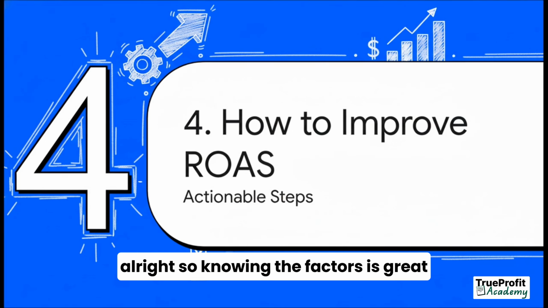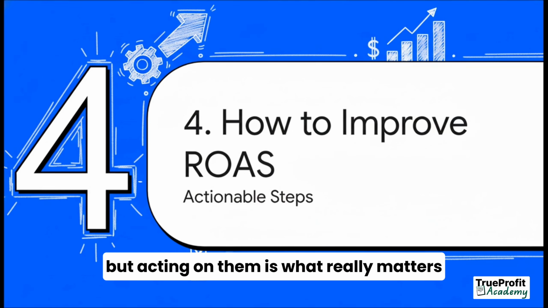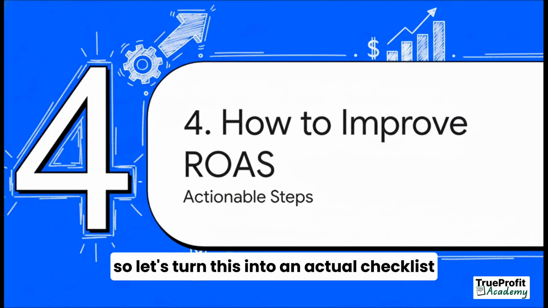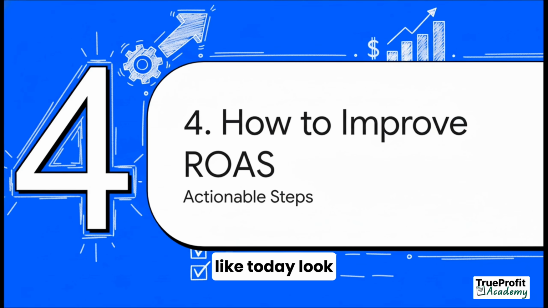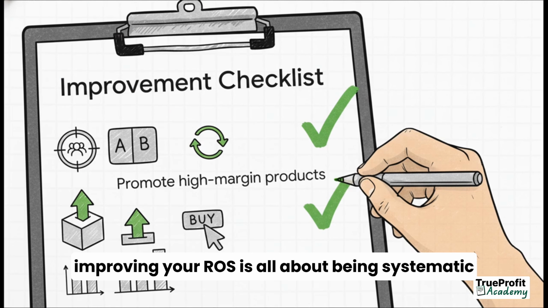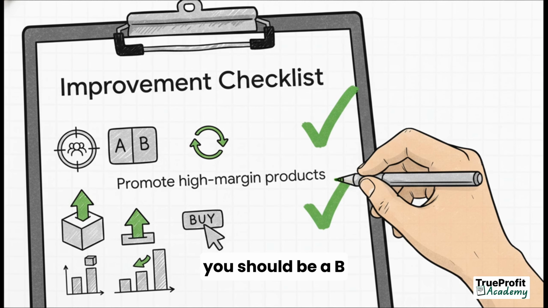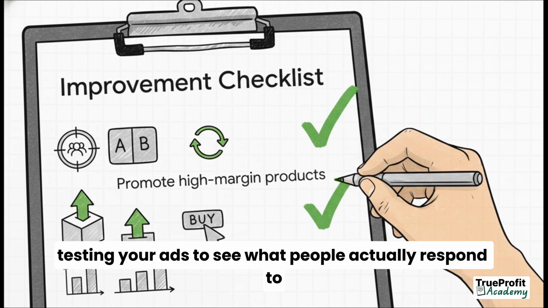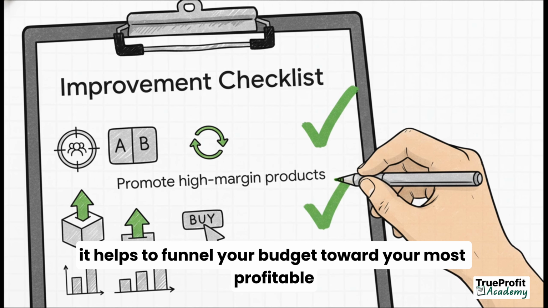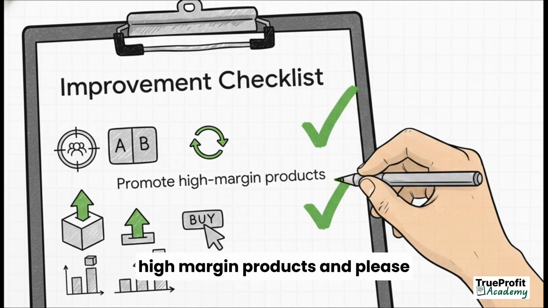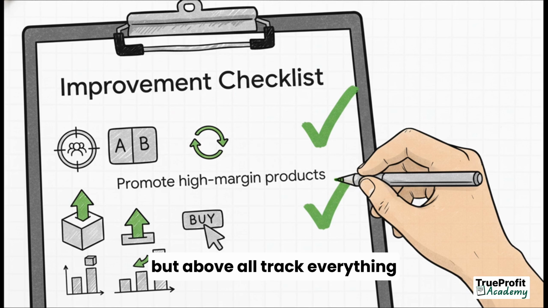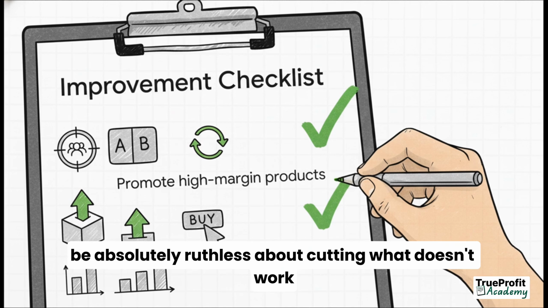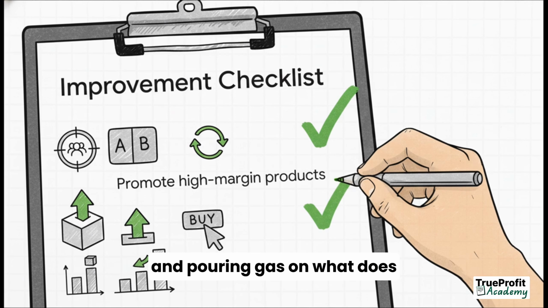All right, so knowing the factors is great, but acting on them is what really matters. So let's turn this into an actual checklist you can use to start improving your returns like today. Look, improving your ROAS is all about being systematic. You have to constantly refine your audience. You should be A/B testing your ads to see what people actually respond to. It helps to funnel your budget toward your most profitable, high-margin products. And please, optimize your landing pages to make buying as easy as possible. But above all, track everything. Be absolutely ruthless about cutting what doesn't work and pouring gas on what does.